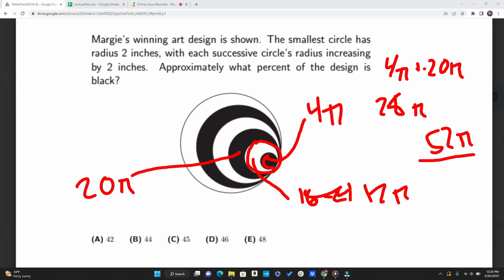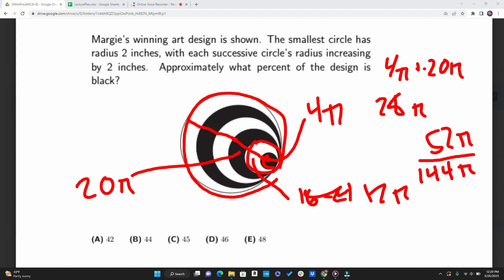Now we need the area of the entire circle. So we've got a radius of 2, radius of 4, 6, 8, 10, 12. That's a radius of 12. 12 times 12 is 144 pi. So 52 out of 144 pi is black. Okay, can we simplify that? Well, we can cancel out the pi's. We can divide 52 and 144 by 2, right? So that'd be 26 over 72. You can divide that again. That's 13 over 36.